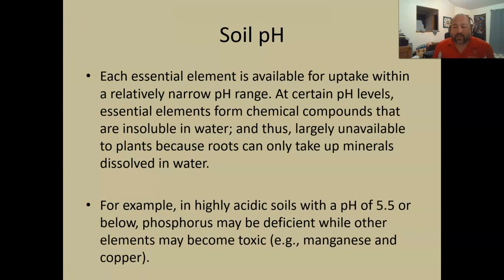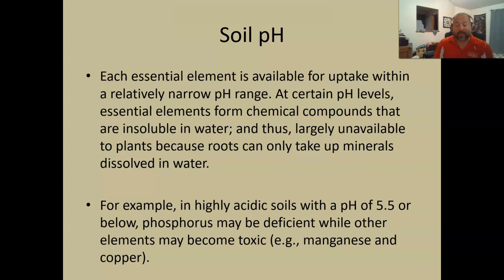So each essential element is available for uptake within a relatively narrow pH range. So it's going to be something like, this one's available from 3 to 5.5 in pH, or this one's available from 6 to 8.5, something like that. At certain pH levels, essential elements form chemical compounds that are insoluble in water, and thus they become unavailable for the plants to take up through the roots.